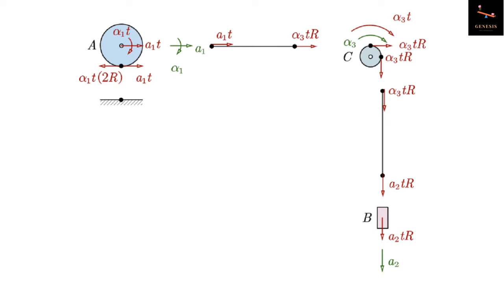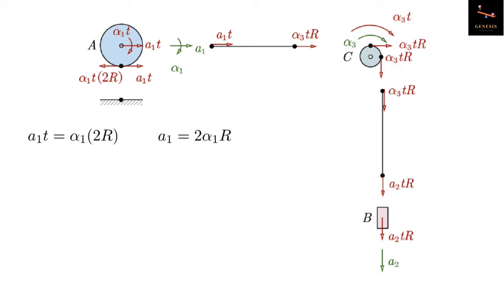So you can see for A, it is a1t and alpha1t. Now as there is no slipping between A and the table, at the bottommost point we'll have two velocities: a1t directed rightward and omega r, alpha1t into 2r because the radius is 2r, leftward. So a1t should be equal to alpha1t into 2r. Cut out the t, you will get a1 is equal to 2 alpha1r.